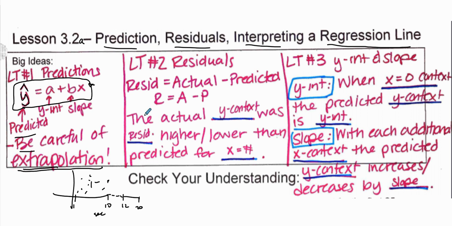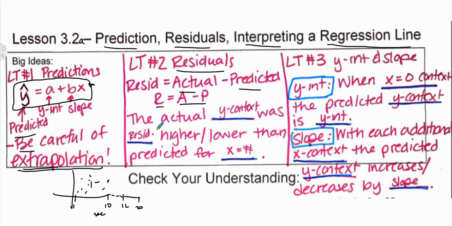So, additional to that, we have talked about residuals. Residuals are the difference between the actual value and the predicted value. So we call it R equals AP. If you remember that, A minus P, AP. All right, so actual minus predicted. How we can define or interpret a residual is the actual y in context was this many residuals higher or lower than the predicted value for whatever x value you're looking for.